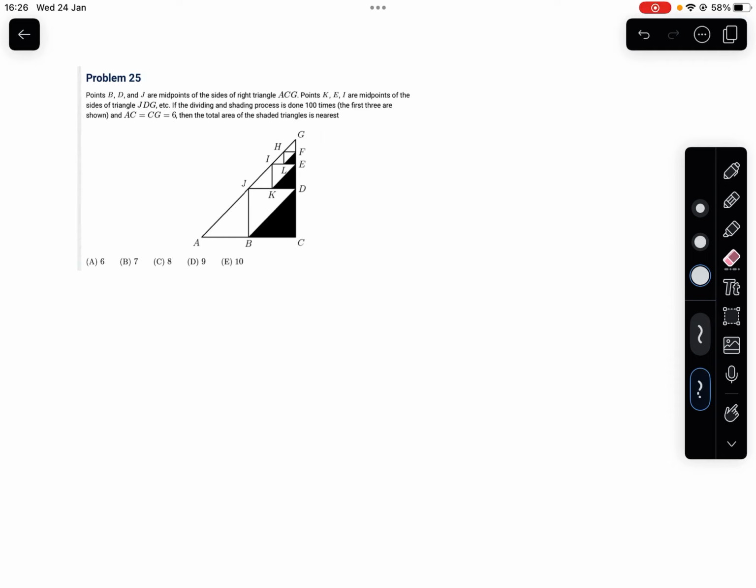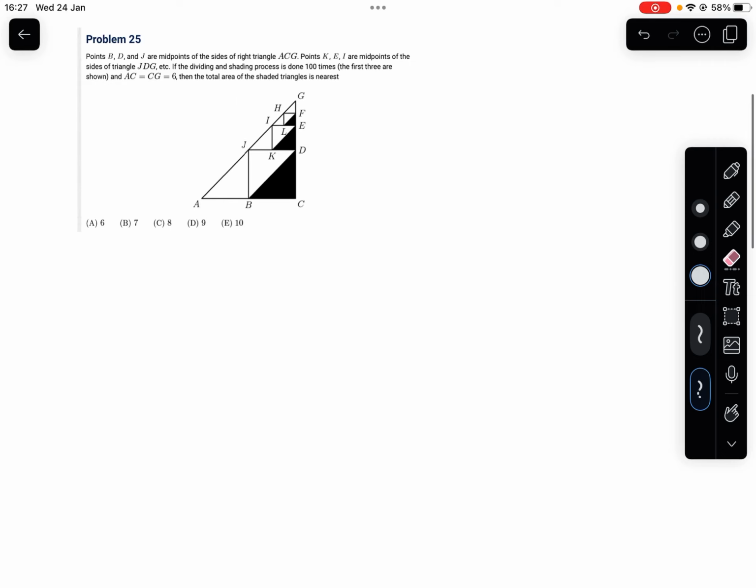Okay, problem 25, sorry. Points B, D, and J are midpoints of the sides of right triangle ACG. Points K, E, I are midpoints of the sides of triangle JDG. If the dividing and shading processes are done 100 times, the first three as shown, and AC equals CG equals 6, then the total area of the shaded triangles is nearest to.